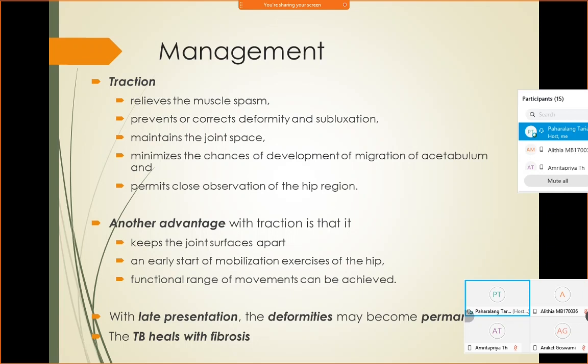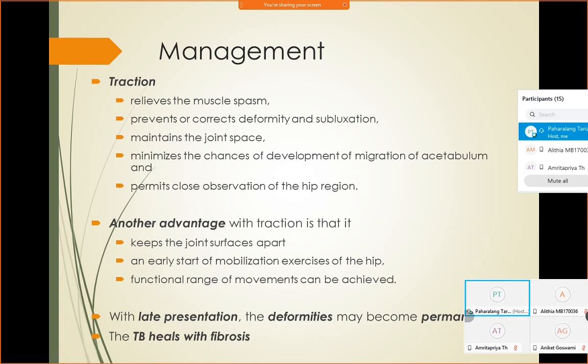It corrects deformity because with time the deformity, as you've seen earlier, is FADIR, which is flexion, adduction, internal rotation. So with traction we hope to prevent further deformity. It also maintains joint space. It minimizes the migration of the acetabulum. At the same time you are allowed to observe the hip region. Another advantage is it keeps the joint surfaces apart, and this basically helps later on when you plan to mobilize such a patient.